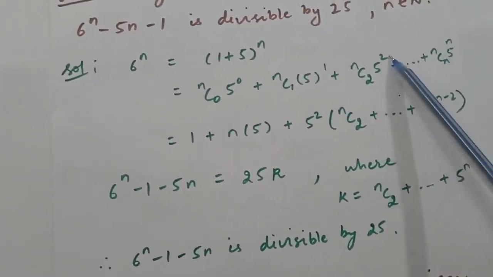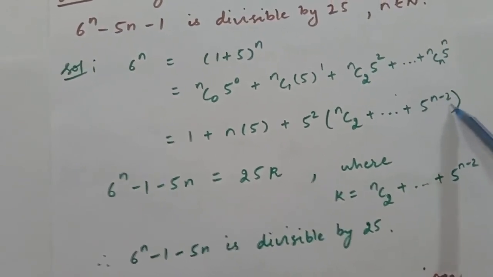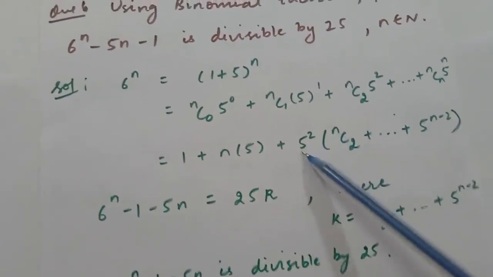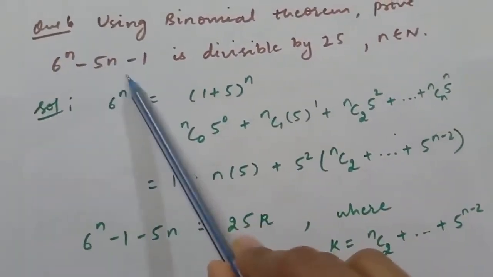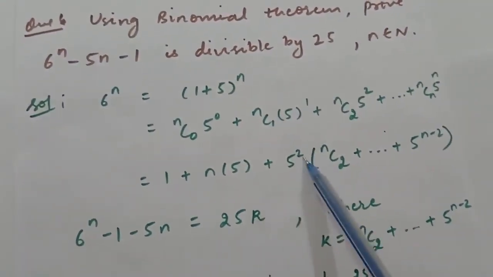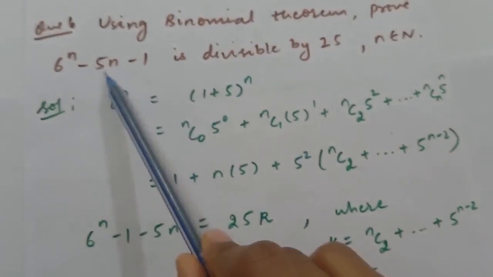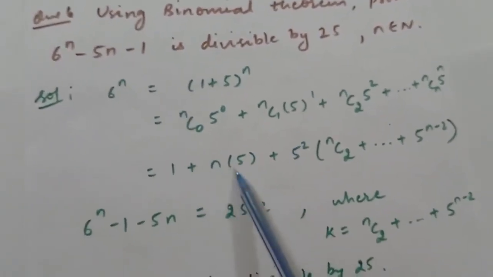We have taken 5 square common, so here it will be left with 5 raised to the power n minus 2. Why have we taken 5 square common? Because we have to show that this term is divisible by 25 and 5 square is 25. Also we need the minus 5n and minus 1, which we got here, right?